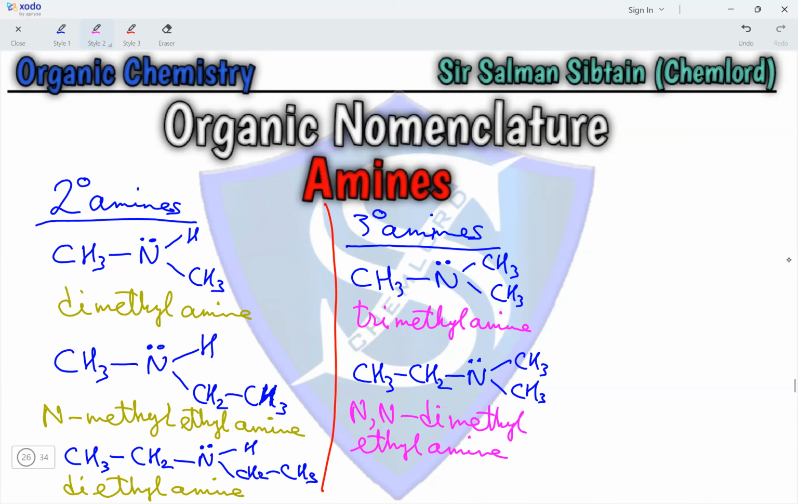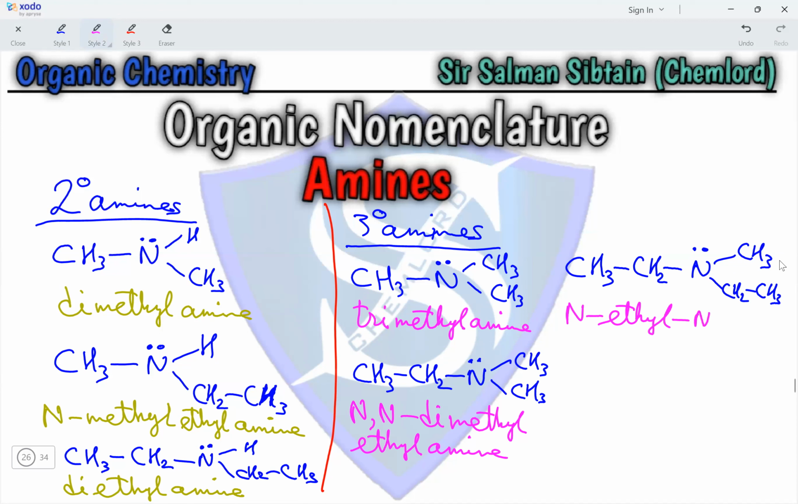Or we could have two ethyl and one methyl group on the same nitrogen atom. So that would be CH3, CH2, N, CH3, and CH2, CH3. So this would make it N-ethyl, one of them being the substituent group. Then we would have N-methyl because alphabetical preference is given. And then we would have the parent compound name as ethylamine.